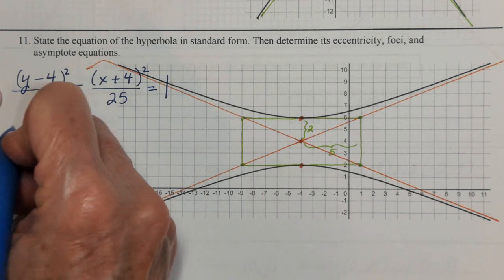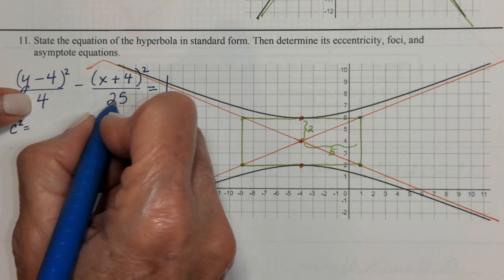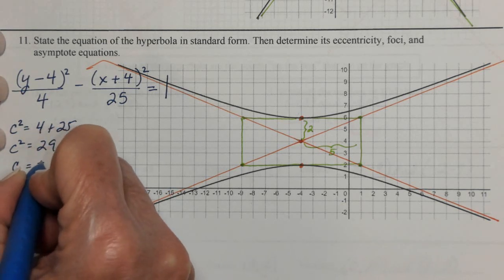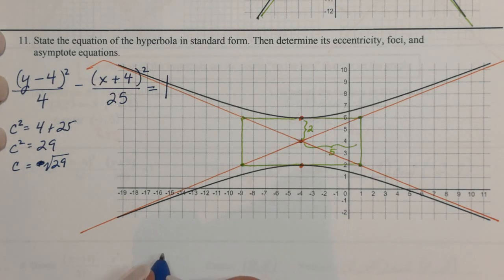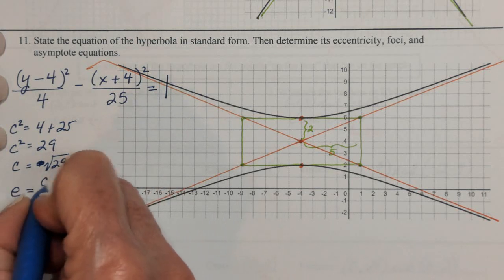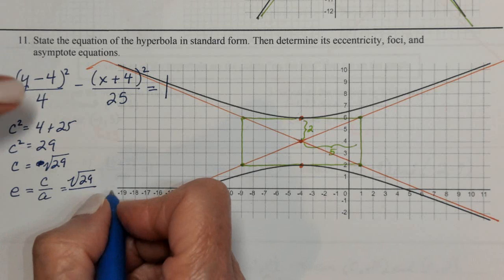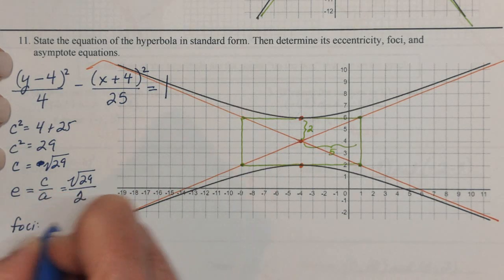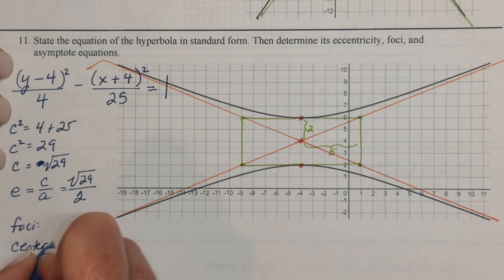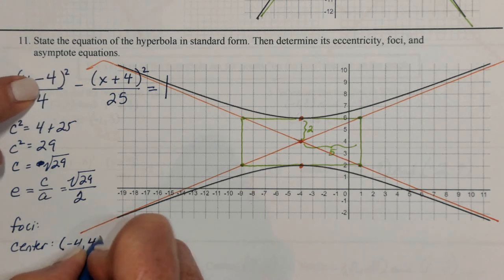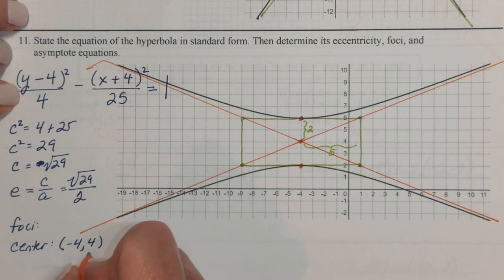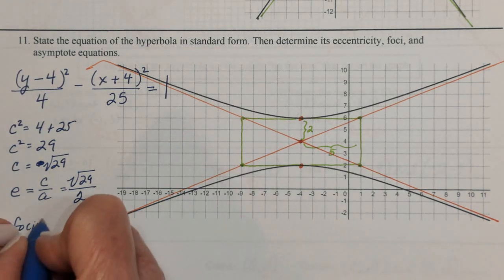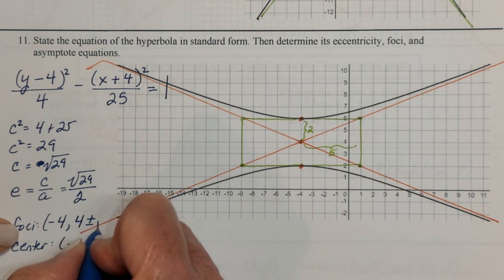If they ask for the equation, you have to have that equals 1. All right. Once again, I'm going to get little c. For little c, I add 4 plus 25 for a hyperbola. That's 29, so c is just square root 29. So to get the eccentricity, I take c over a. So c is the square root of 29. A is the square root of 4, 2. The foci. For the foci, well, the center is negative 4, positive 4. And the foci lie in the y direction, so we change y, add and subtract c, square root of 29. So the foci are negative 4, 4 plus and minus square root 29.